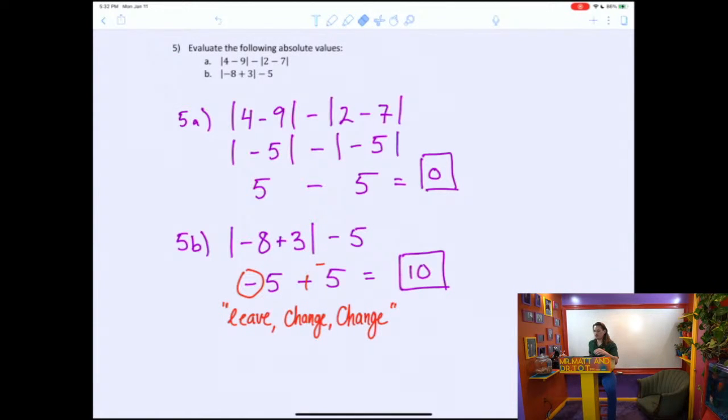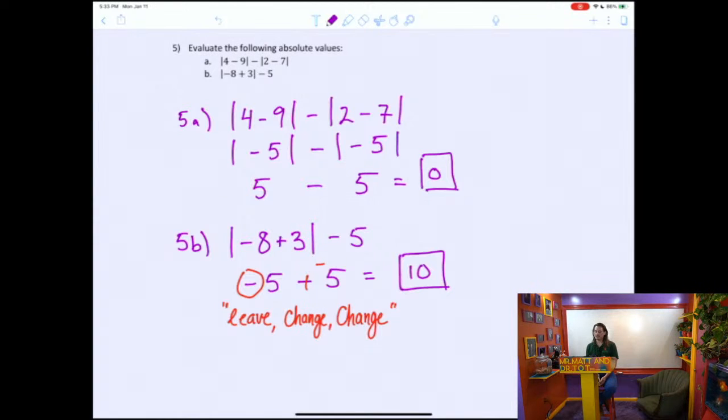Okay, so for number 5, for 5a, we have the absolute value of 4 minus 9 minus the absolute value of 2 minus 7. So working within the individual absolute value bars first, 4 minus 9 is going to be a negative 5. 2 minus 7 is also a negative 5. So we're going to have the absolute value of negative 5 minus the absolute value of negative 5. The absolute value of negative 5 is positive 5, so this is going to turn into 5 minus 5, which is 0.